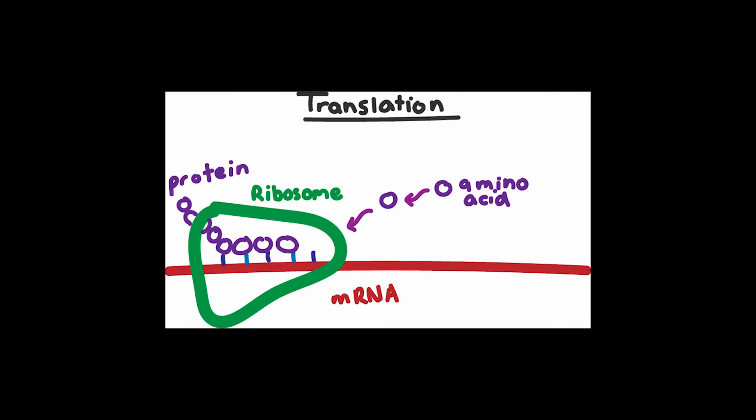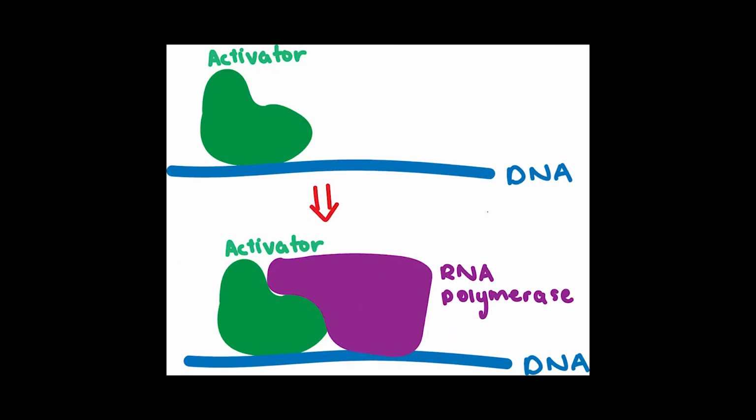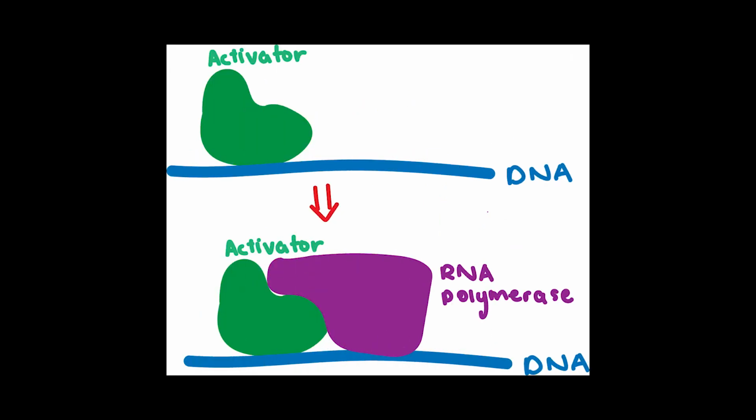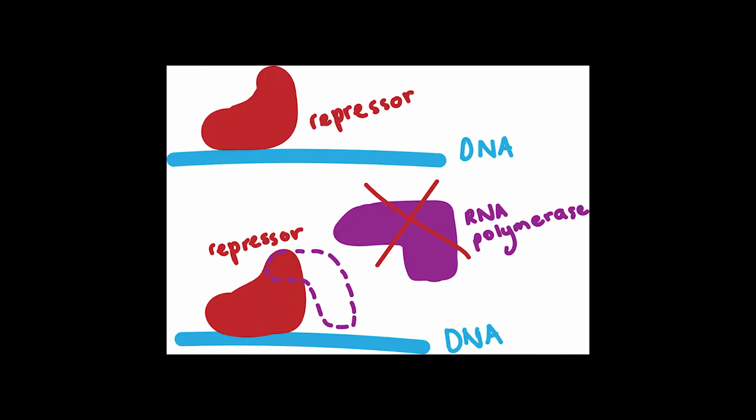These transcription factors can either be activators, where they upregulate or increase the expression of the target gene, or they can be repressors, where they downregulate or decrease the expression of the target gene. Activators work by binding to the target gene and helping RNA polymerase to bind to the DNA strand to begin transcription. On the other hand, repressors work by binding to the target gene to block RNA polymerase from binding and starting transcription.